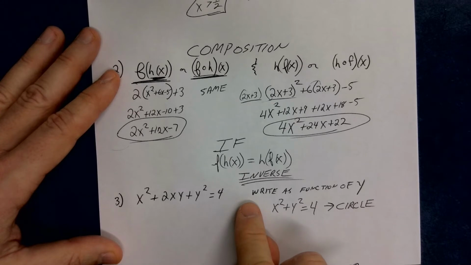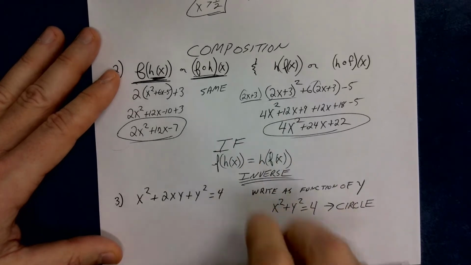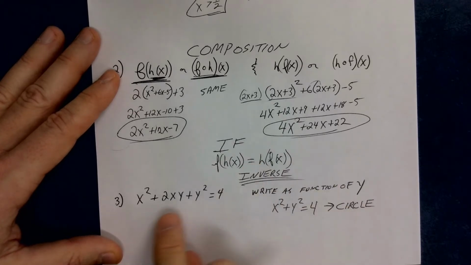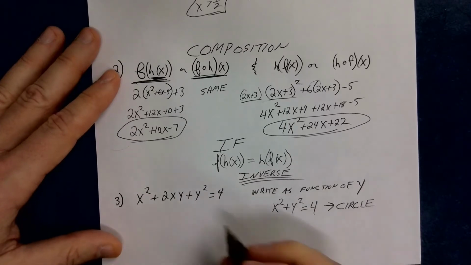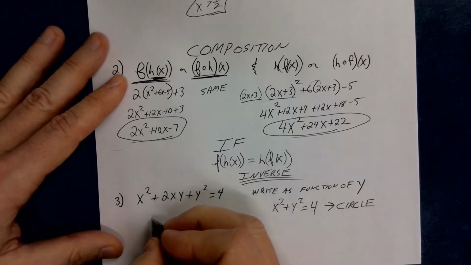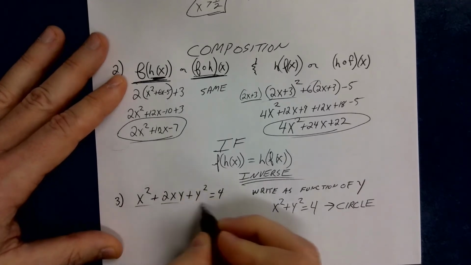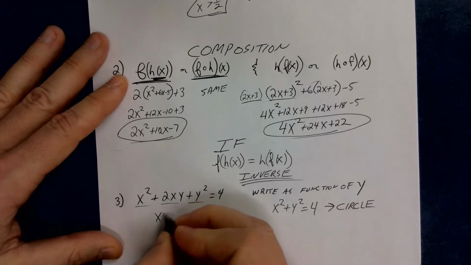So what the technical term is called is make this an implicitly defined function. So in other words, can I write this as a y equals or as a couple of y equals functions? Okay, so first off, maybe you can see that this format right here is simply this.